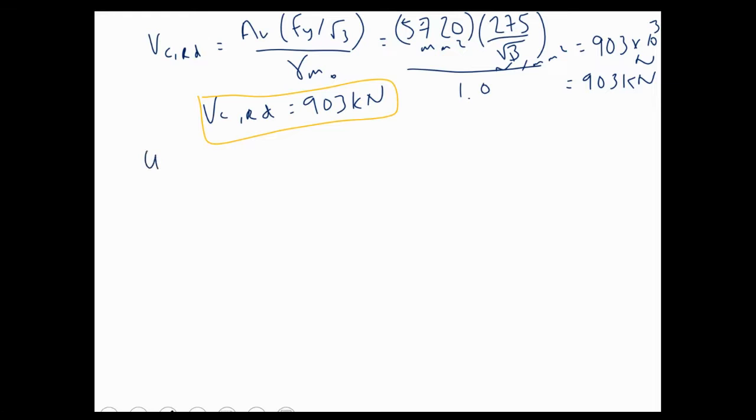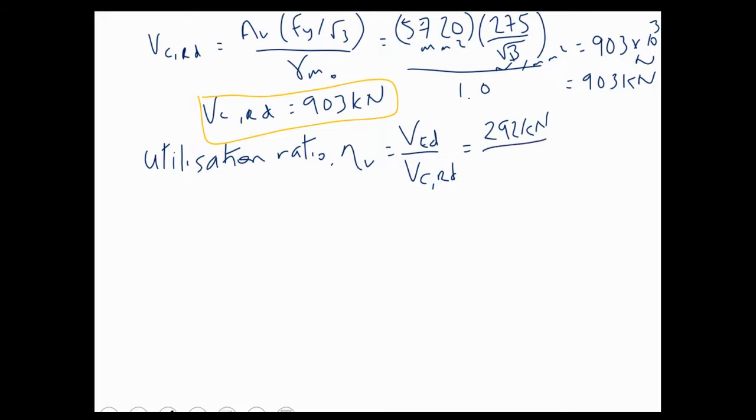So then what is the utilization ratio? The utilization ratio in shear is equal to the demand, so the design shear force, divided by the capacity. We know from our shear force diagram we had 292 kilonewtons as the design, and we have 903 kilonewtons of capacity. So that's around 0.32, which is less than or equal to 1. So it's okay in shear. Not only is it okay in shear, that's a relatively low shear. Once it's less than 0.5 of utilization ratio, we call that low shear. So it's okay in shear, but it's also a low shear.